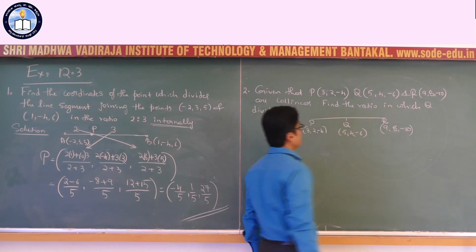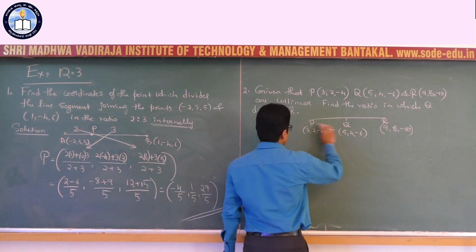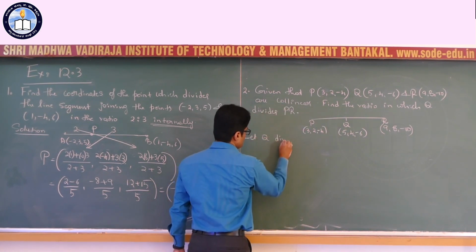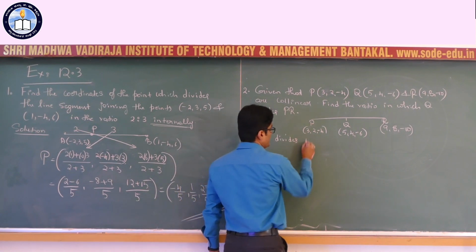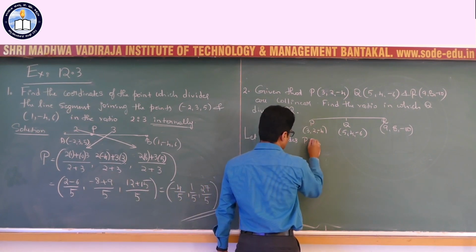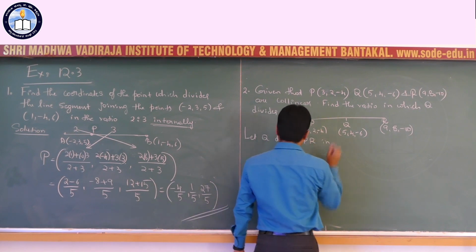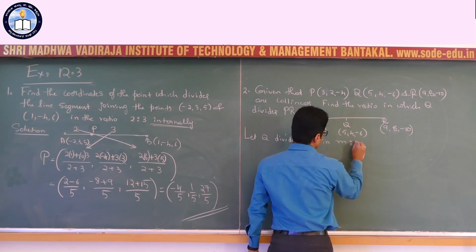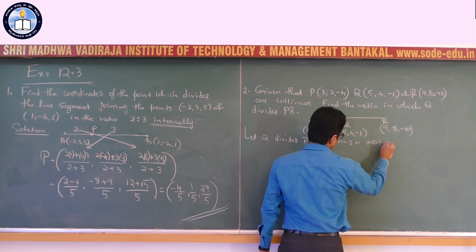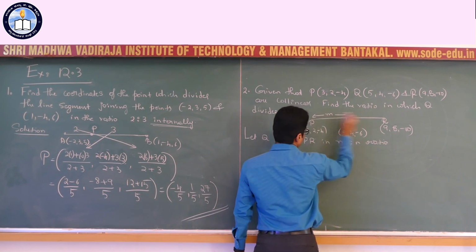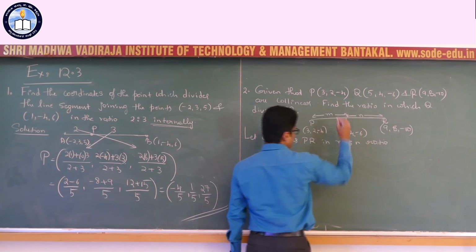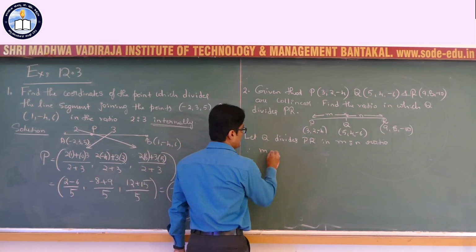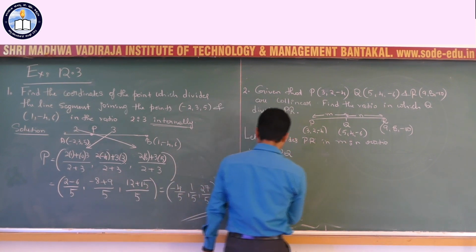Now what is asked? Find the ratio in which Q divides PR. So let the required ratio be such that Q divides PR in the ratio m:n. I take this as m and this as n. Is it understood? Yes. So we need to find out m. So what is m? m is PQ. What is PQ now?